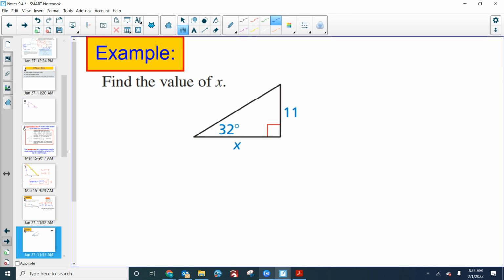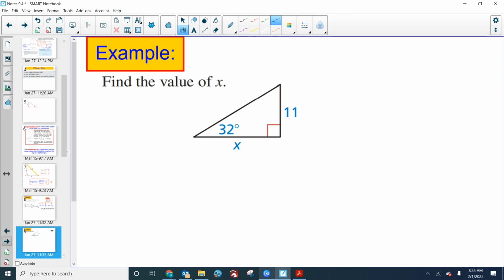So this is our first example. This is exciting. Our first example of finding a missing side in a right triangle using the tangent ratio. Can we use the Pythagorean theorem here? Why not? In a Pythagorean theorem problem, you have to have two sides to find the third, right? This is the problem. We have one side and an acute angle. Okay?